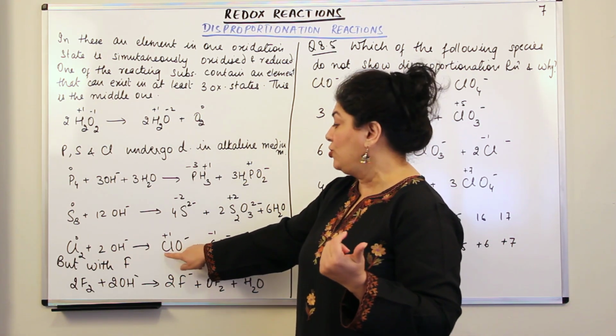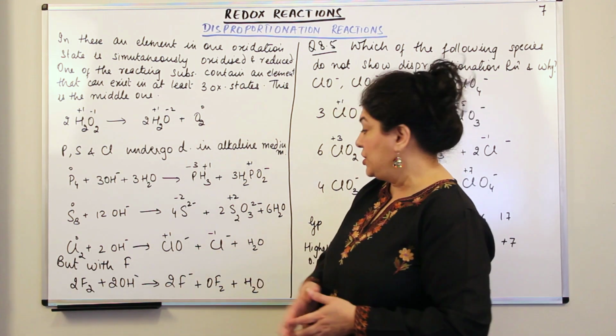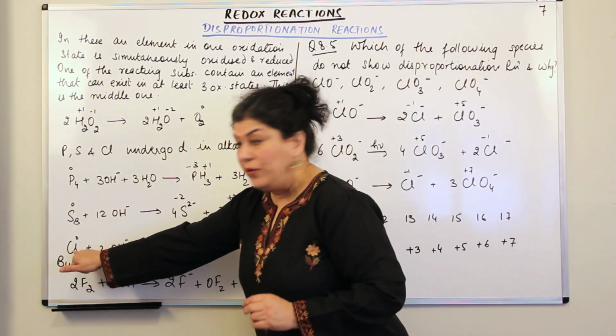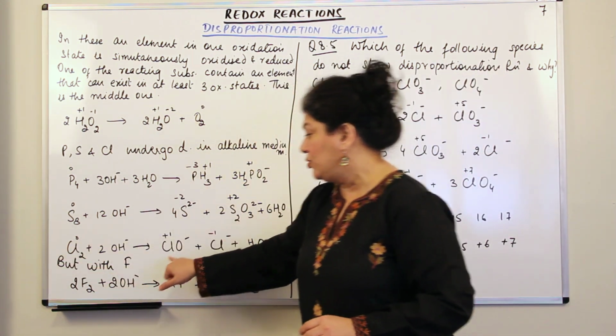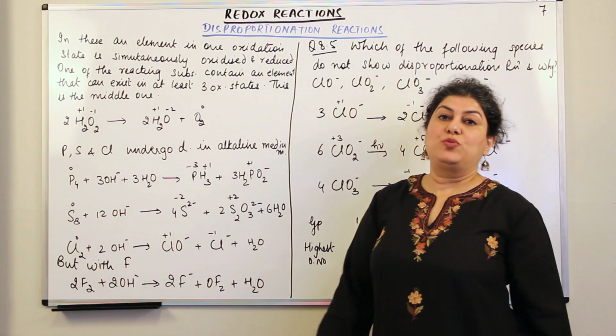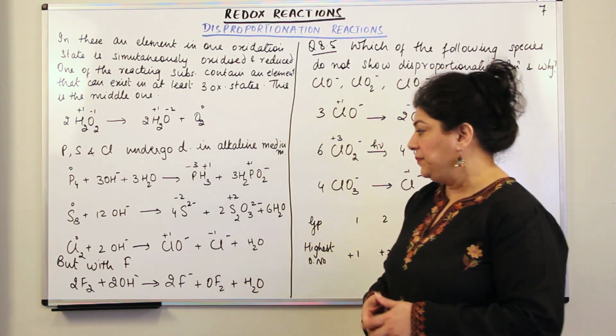So therefore, the charge on chlorine should be +1. And in Cl negative, of course, it has a charge of -1. It is pretty evident from the species. So chlorine goes from 0 to +1, which means it gets oxidized, and from 0 to -1, which means it gets reduced. So this is a disproportionation reaction.